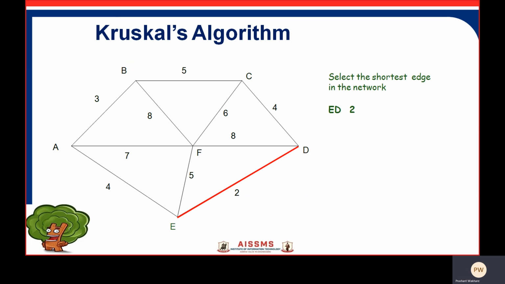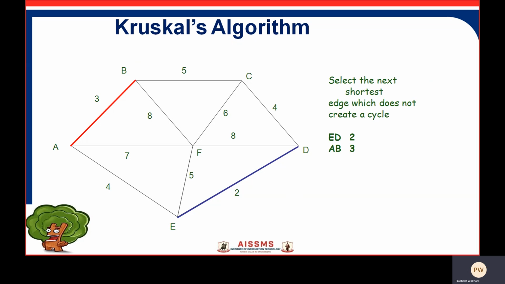See, the first step in Kruskal's algorithm is to select the shortest edge in the network. This is the network and you have to select the shortest edge. The shortest edge is E to D, which is 2. This is the shortest edge, therefore we have to select here ED, which is 2.